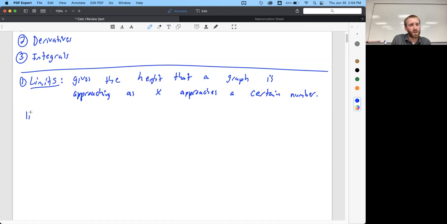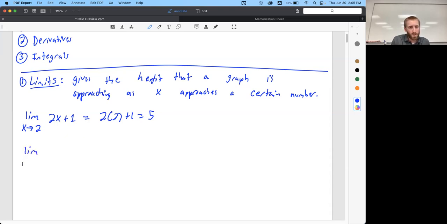Like, for instance, the limit as x approaches 2 of 2x plus 1. Well, 2x plus 1 is a continuous function. There are no gaps in this thing at all. And so this limit would just be equal to, well, just plug in 2 for x. So it's equal to 5. And so if there are no problems with our function, the limit is equal to the function value. Okay, great.